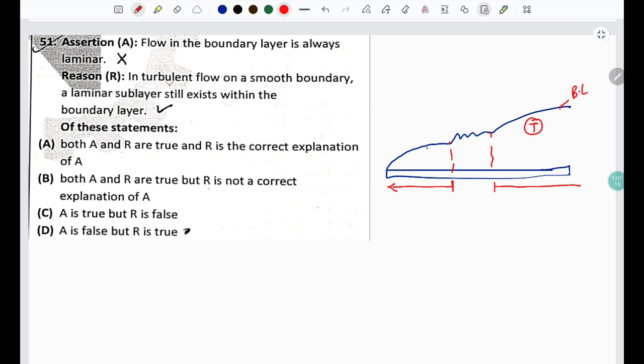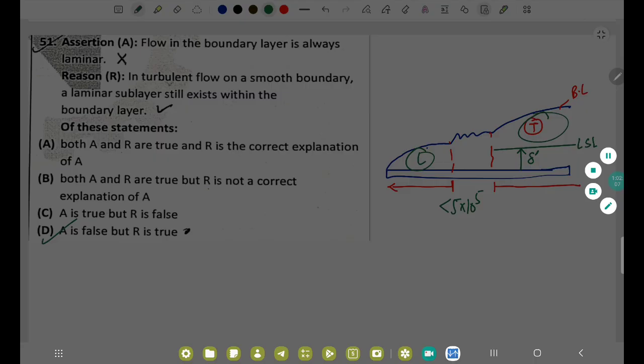Within this turbulent zone, there always exists a laminar sublayer whose thickness is delta dash, and it exists whether the roughness is smooth or rough, whether the pipe wall is smooth or rough. It will exist no matter what in the turbulent zone. So the statement that flow in the boundary layer is always laminar is wrong, because the boundary layer has 3 zones. The flow is laminar if it is less than 5 into 10 to the power 5, and it becomes turbulent if it is greater than 5 into 10 to the power 5. So this was wrong, and the second statement is correct, that a laminar sublayer still exists in turbulent flow. Hence A is false but R is true.